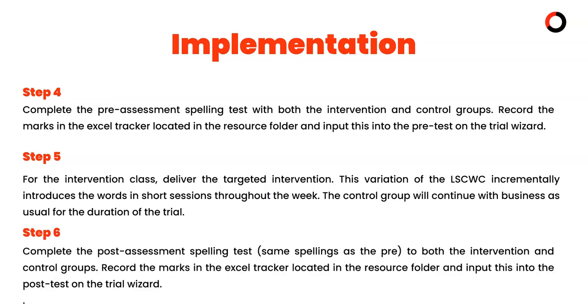Step 6. Complete the post-assessment spelling test at the end of the 6 weeks, and this is the same as the pre, to both the intervention and control groups. Record the marks in the Excel tracker and then input these into the post-test on the trial wizard. You'll then be asked to complete a short process evaluation and then click Analyze, which will generate your impact report.